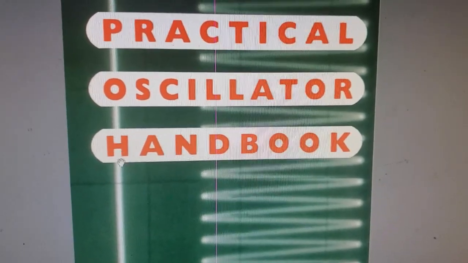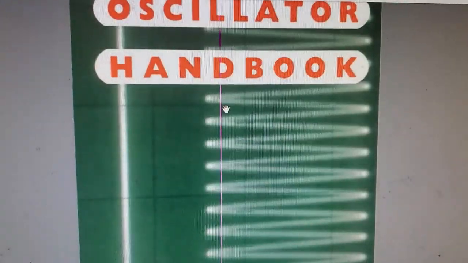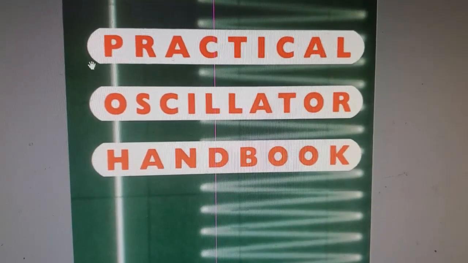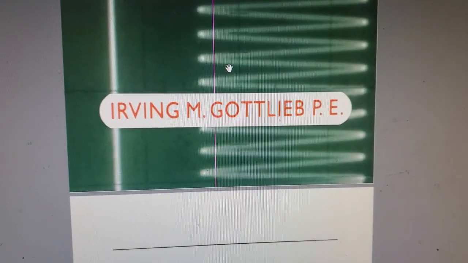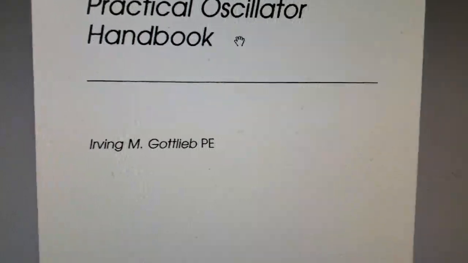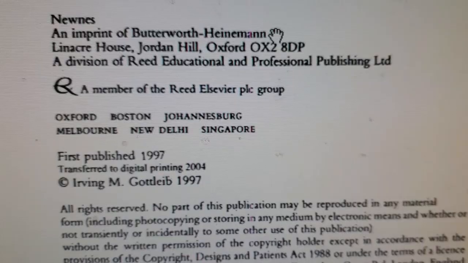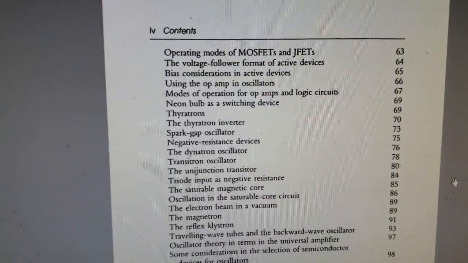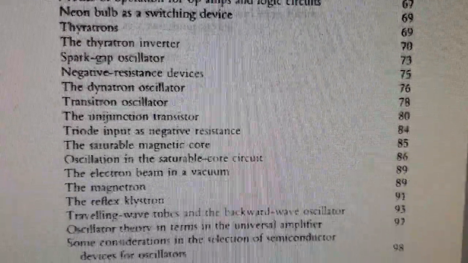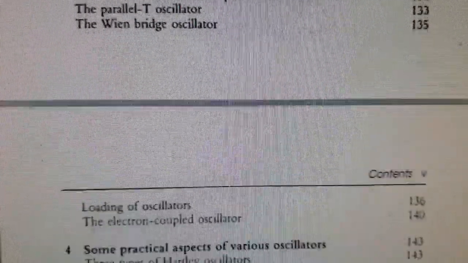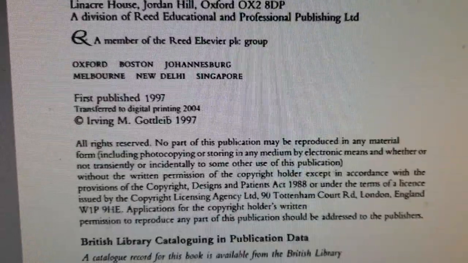Okay, so here's a short video that I'll try and make short. I don't know how I stumbled onto this, but this is the Practical Oscillator Handbook, Irving Gottlieb. I think it's from like '97, somewhere around there. Yeah, 1997. So really, I should probably read this whole book. I don't know how much I'll actually read of it, but this is interesting and I think good stuff.